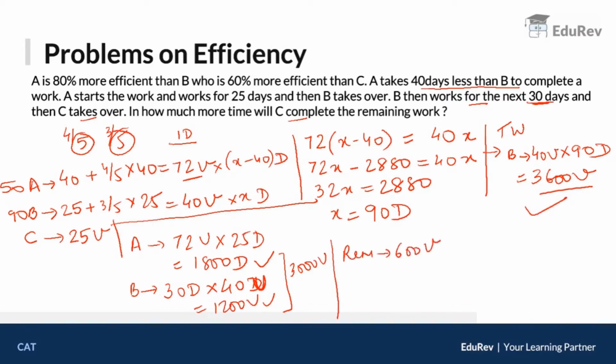Who is going to do these 600 units? C is going to do these 600 units. We know C does 25 units in a day. So how much time will 600 take? That will be 600 upon 25, which is nothing but 25 2s is 50 and you will have 4s is 100. So C can complete the remaining work in 24 days and that is your answer.